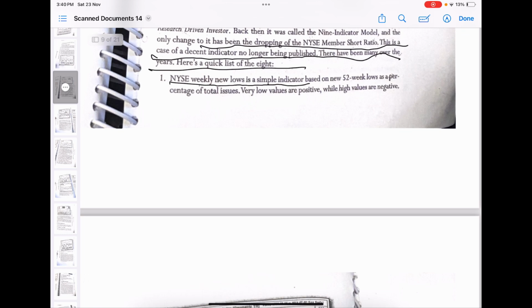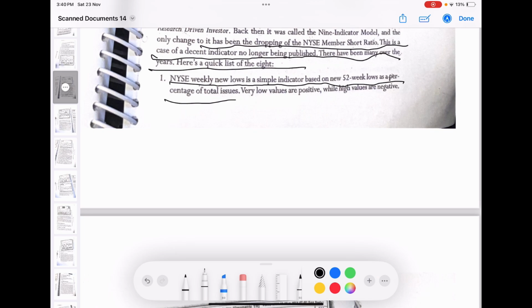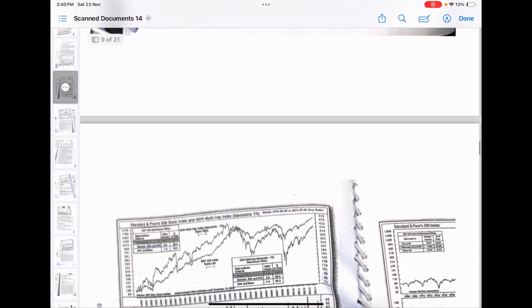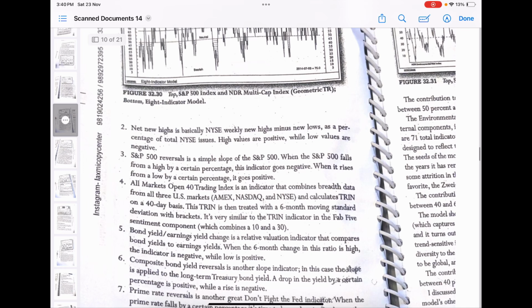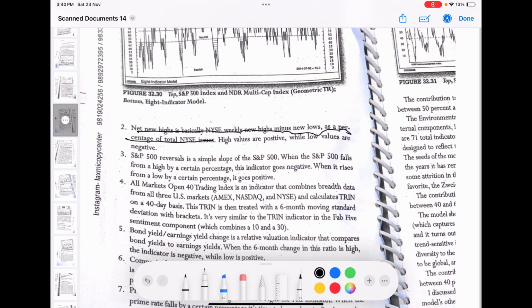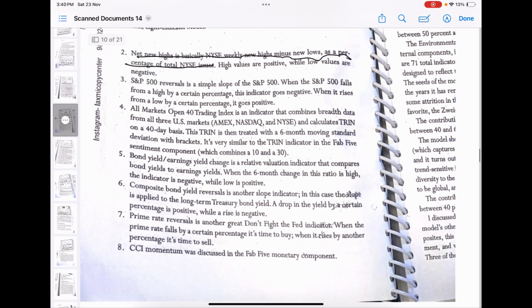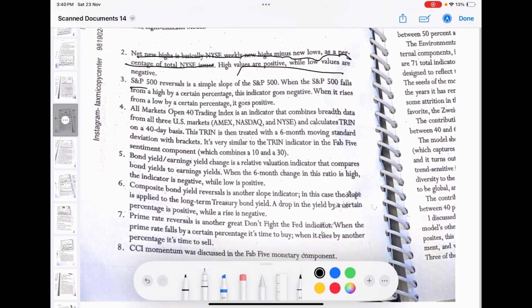NYSE weekly new lows is simply an indicator based on 52-week lows as a percentage of total issues. Very low values are positive while high values are negative. If many are creating new lows, then it is obviously a bearish sentiment in the market. Net new highs is basically NYSE's weekly new highs minus new lows as a percentage of NYSE issues. So if more and more stocks have created new highs, obviously it is a positive sentiment in the market. S&P 500 reversal is a simple slope of the S&P 500. When the S&P 500 falls from a high by a certain percentage, this indicator goes negative. When it rises from a low by a certain percentage, it becomes positive.